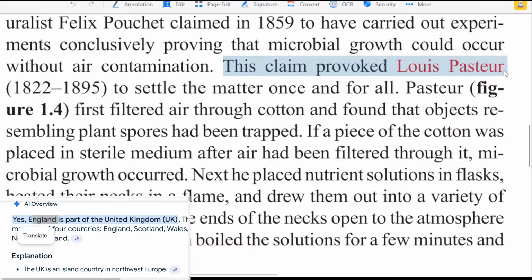Oh gosh, Louis Pasteur said, what did you say? How do you ruin the work and belief of the past people? Let me do something for you. Let me settle this once and for all. By the way, Louis Pasteur is the father of modern microbiology, and he did a lot of things.